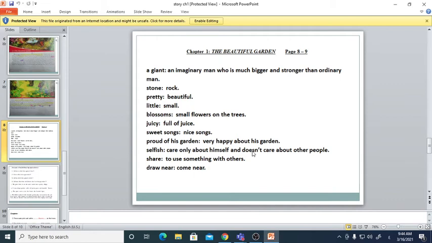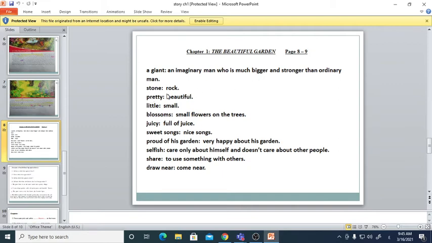Okay, here, this page, you can find it in your booklets. When you take the story booklet, you can find this page and the other coming pages. The first page is about the vocabulary. A giant, what is a giant? An imaginary man who is much bigger and stronger than ordinary people. Imaginary means from your imagination. He is much bigger and stronger than the ordinary people, ordinary man, the normal man.